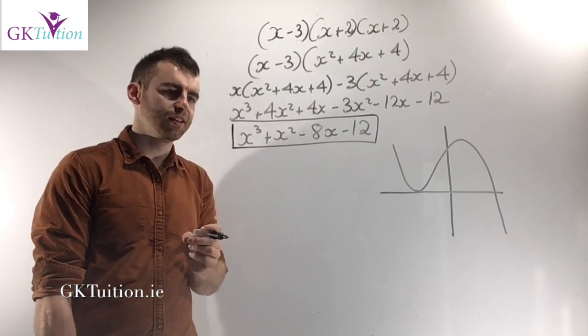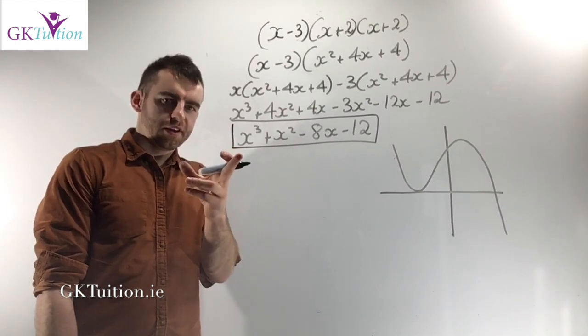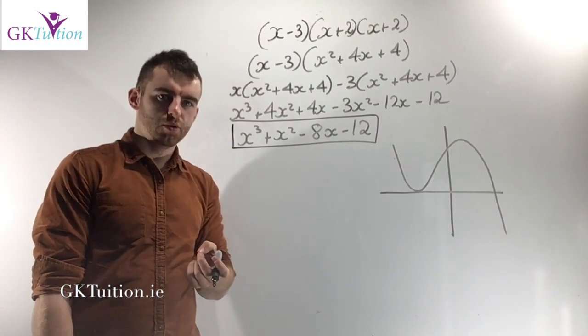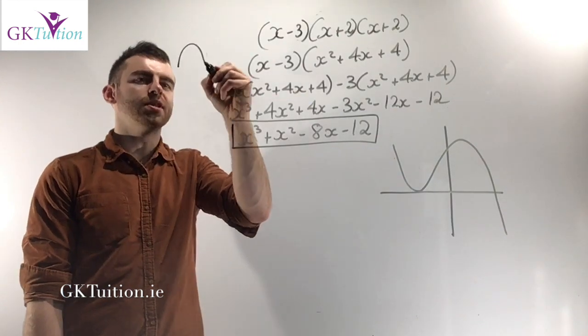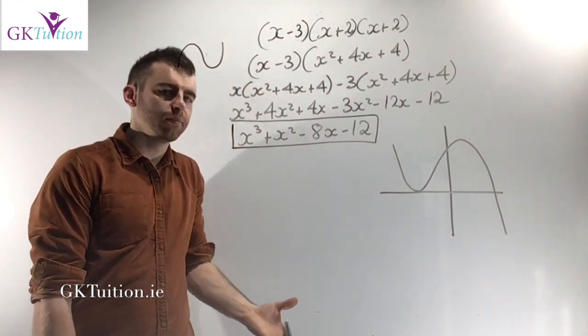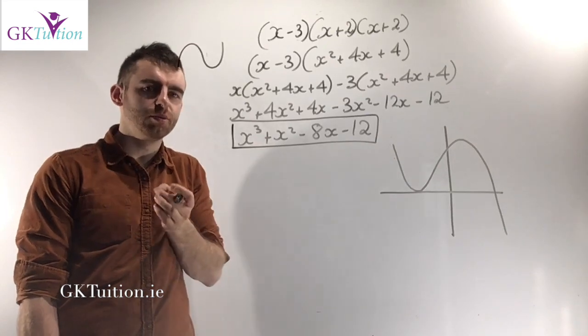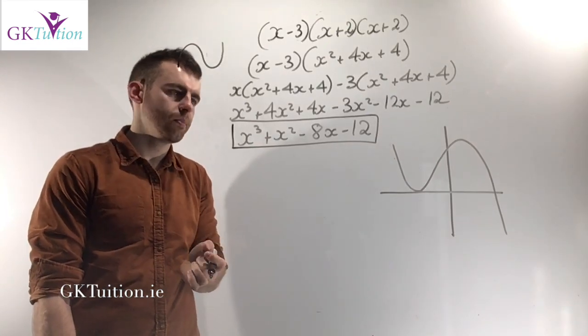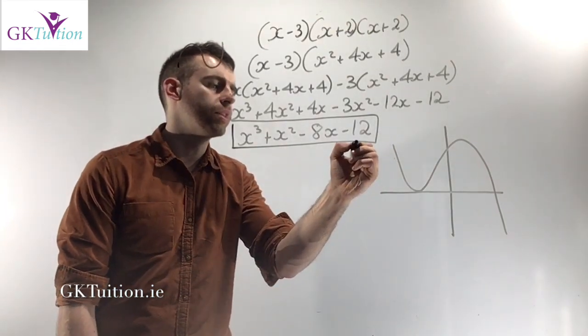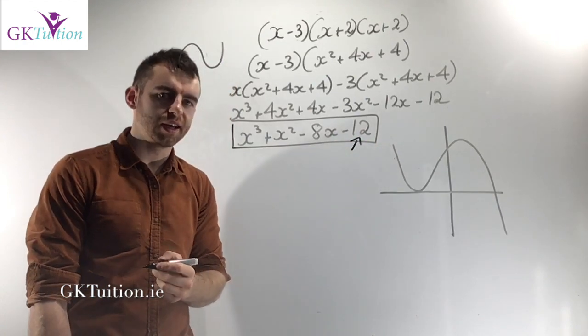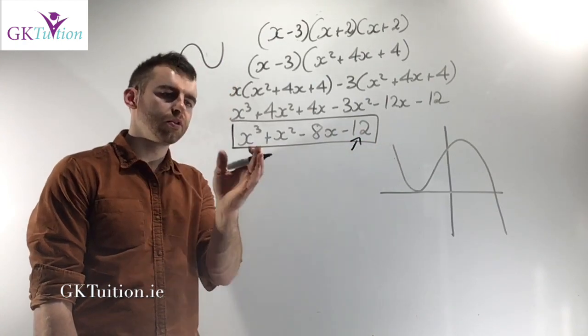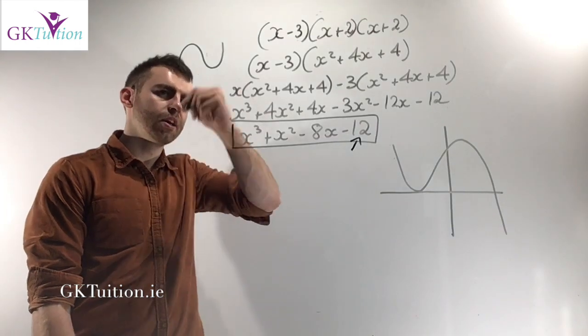However, there's a catch to this one. The answer you get here is a plus x cubed. A plus x cubed is that shape. Our graph is the opposite shape, so clearly we don't have a plus x cubed, we have a minus x cubed. And you need to know that the constant at the end is the y-intercept. So the cubic you're after looks the other way.